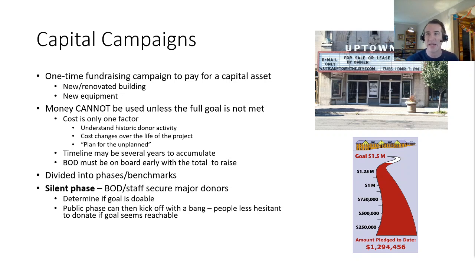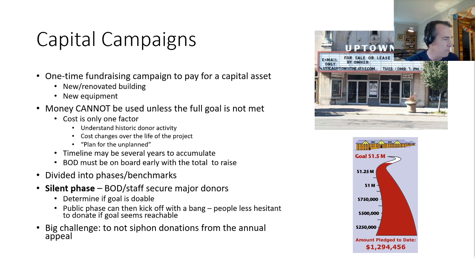People are, again, less hesitant to donate if it looks like the goal is going to be reachable and the campaign's going to be successful. It's challenging to run a capital campaign at the same time that you're running an annual campaign, because you don't want to siphon donations off of the annual appeal. That could conceivably jeopardize your operating funds, depending on how you are allocated. So there are some real challenges to running these two campaigns at the same time.